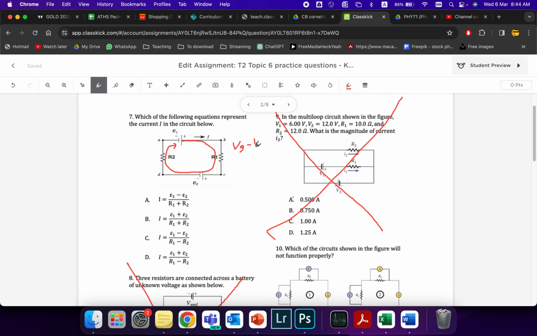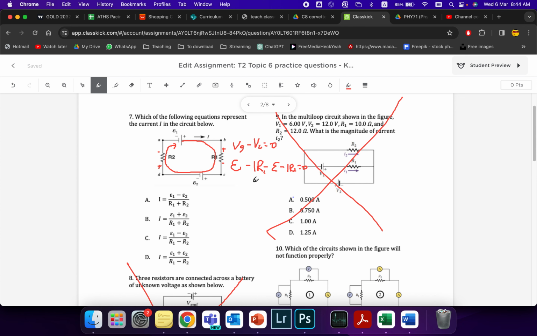V gained minus V lost equals 0. I'm jumping straight to there. I have E1. This has a plus, it's going from a negative to a positive, because I chose it. Plus minus, already written, plus minus, and let's begin. Minus, well, I have IR1. Minus, that's minus this one. And then minus the other one, minus IR2, I'll call that one, and that equals 0.